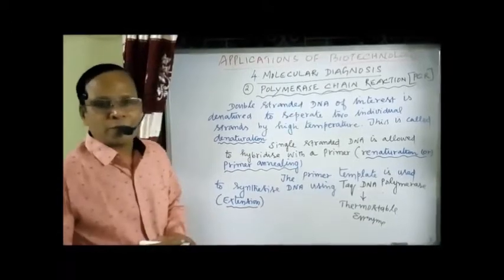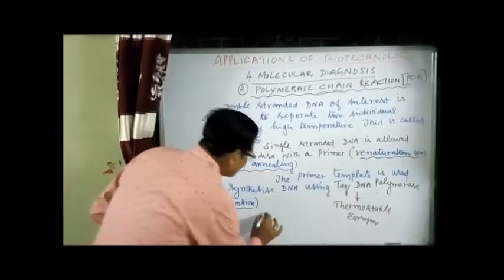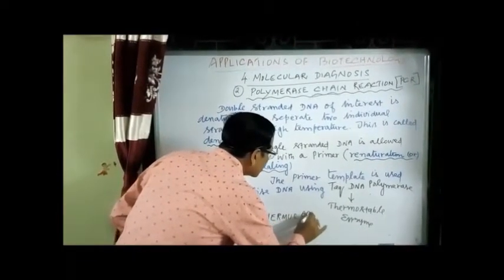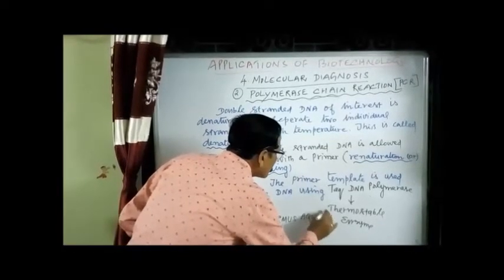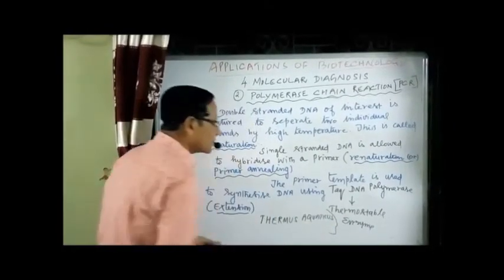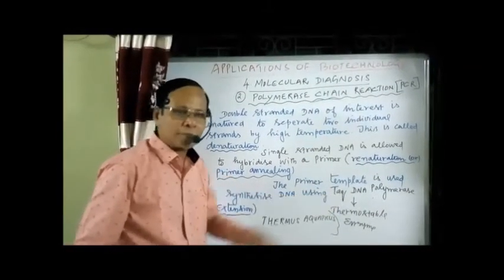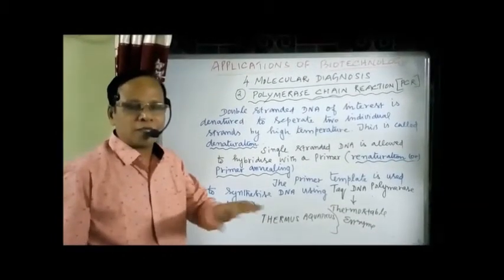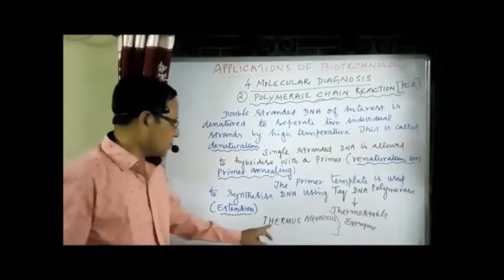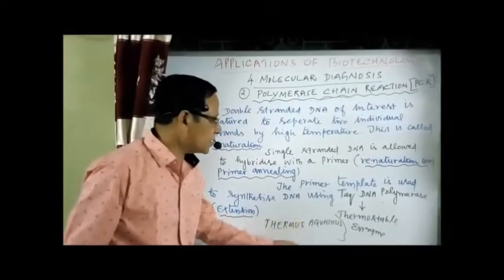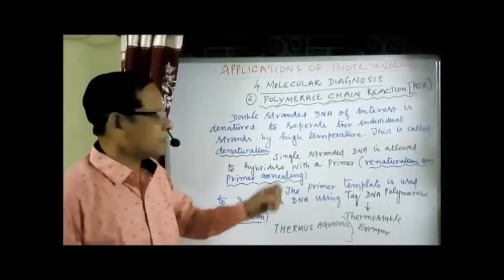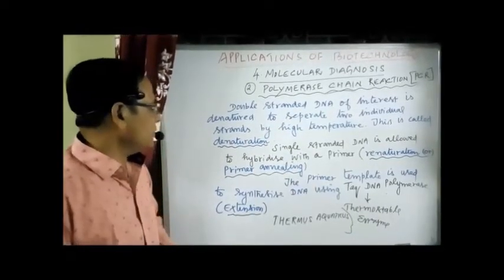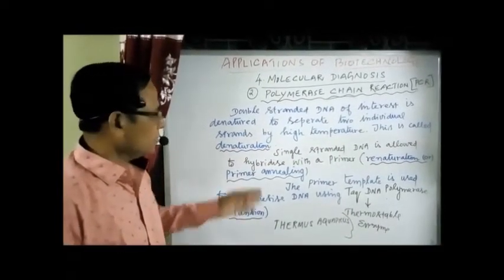Now it is obtained from an archaebacterium, Thermus aquaticus. This is the name of the bacterium from which the enzyme DNA polymerase is obtained. It is a thermophilic bacterium, one which can live in extreme conditions, an extremophile. So Thermus aquaticus is the bacterium from which the enzyme is obtained, hence called Taq DNA polymerase. It is a thermostable enzyme, meaning it can withstand a high temperature. Now we'll see these three steps in detail, along with the diagrams.